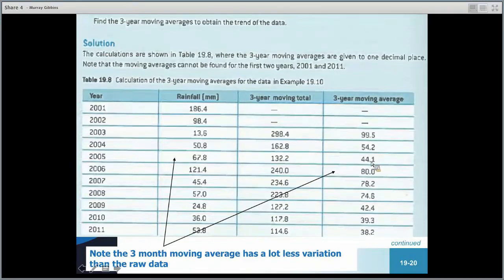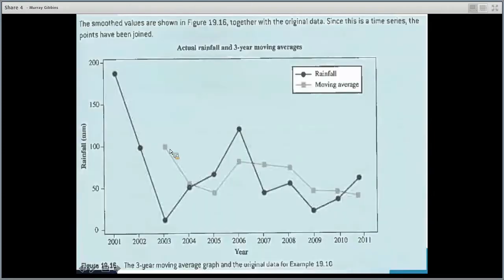What we can see happening with the moving average is it does tend to smooth out the line a little bit. You can see this jump from 67 to 121, whereas the moving average just jumped from 44 to 80. And then 121 down to 45, here it jumped from 80 to 78. So the jumps aren't as severe. So here are the two graphs. This is the real data, the real rainfall, and here's the moving average, smoothing it out, it doesn't drop as low and doesn't climb as high. But you still get an idea of whether the trend is more up or down. And this is typical, you would sort of expect to be crossing the line.